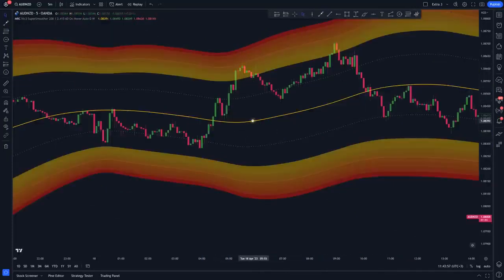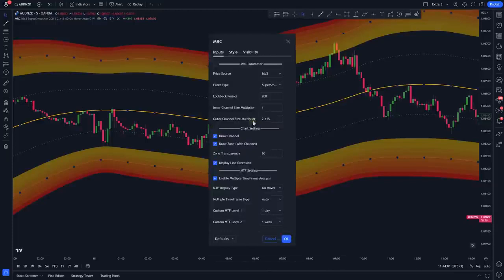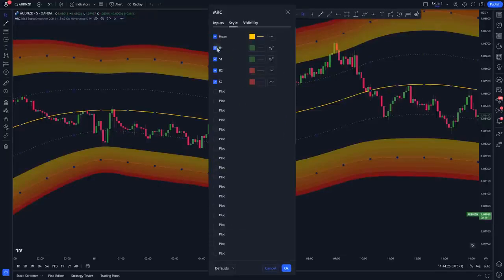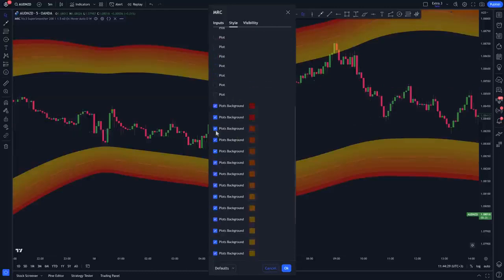Double-click on the indicator to access the settings panel, and on the Inputs tab, change the outer channel size multiplier to 1.5 and disable the line extension option. Then on the Style tab, we're gonna disable everything except for these plot background options.